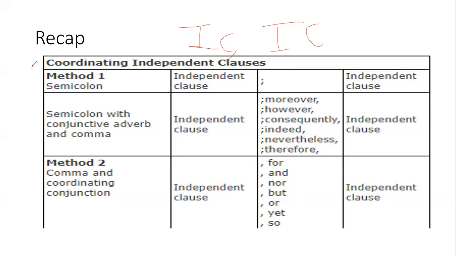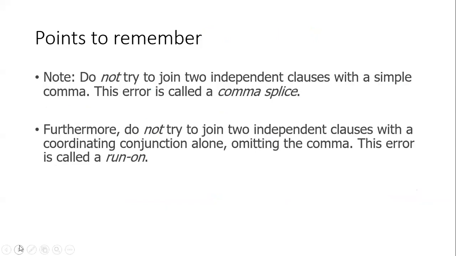That's enough for now. This rule you remember. I don't want to bombard you with too many rules. There are more rules, we will talk later. This is the beginning of this entire coordination and subordination. Now, quick points to remember. Do not try to join two independent clauses with a simple comma. The one I just mentioned is called the comma splice: two independent clauses connected by a comma. Two independent clauses without a punctuation becomes a run-on.